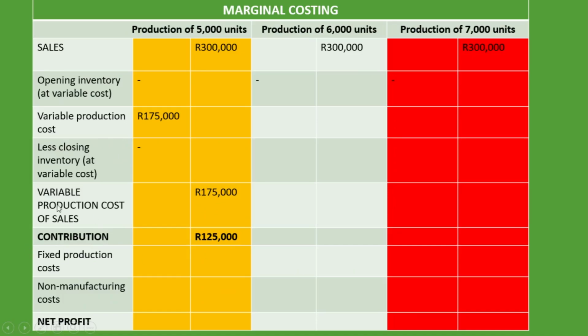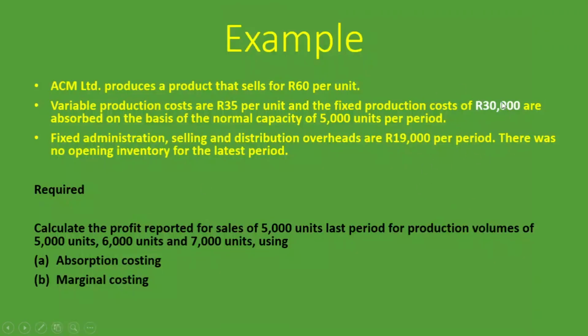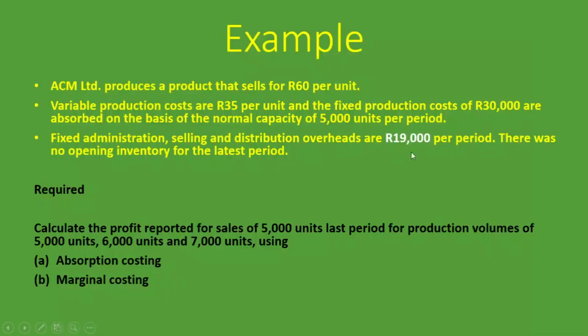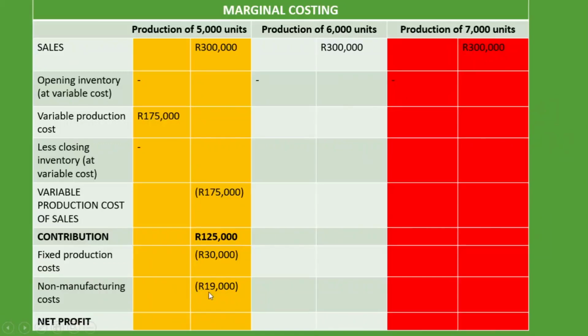Now remember, this is contribution with marginal costing. With absorption costing, it's gross profit. And then what are the fixed production costs? Well, we're told that it's 30,000 rand for the period. And remember, with marginal costing, we expense the full fixed production cost for the period. It's not like absorption costing, where they are tied to each unit of inventory. And what are the non-manufacturing costs? Well, they are 19,000 rand, so we put that there. Then we take the contribution, 125,000 rand minus 30,000 rand minus 19,000 rand, which gives us a net profit of 76,000 rand. So we've just done the one where we produced 5,000 units.